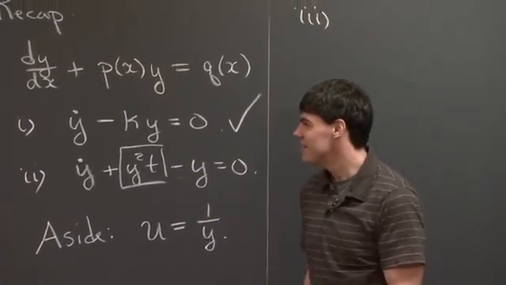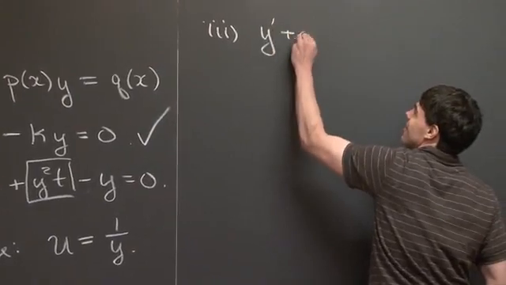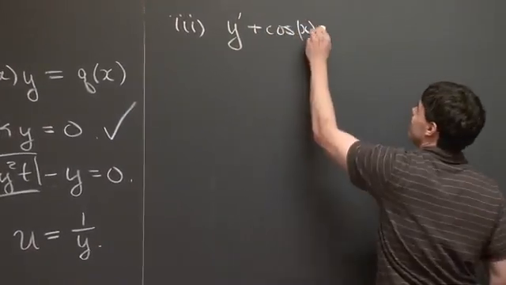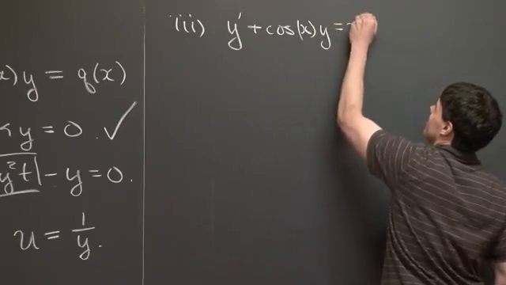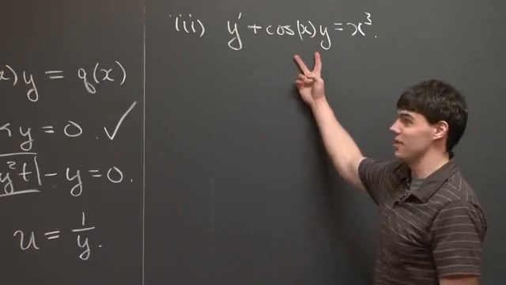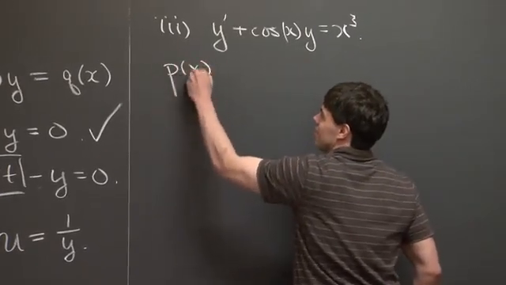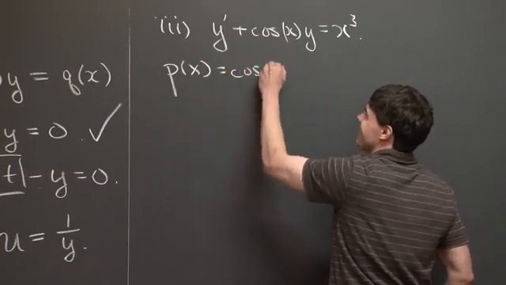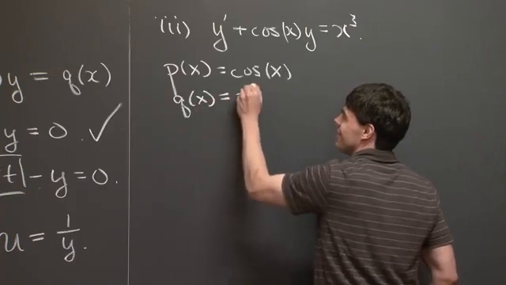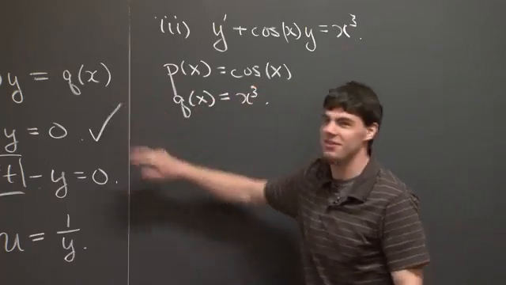Okay. So for part 3, we have y prime plus cos x y equals x cubed. So again, we see that this is a linear equation because we can identify p of x with cosine x, q of x with x cubed. So this equation has the general form of a linear ODE.